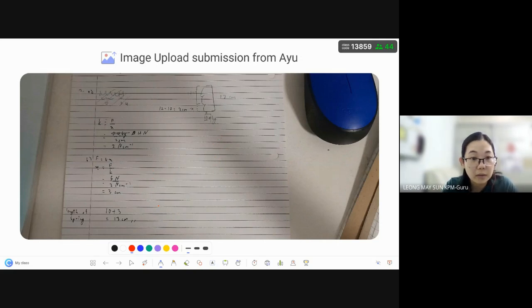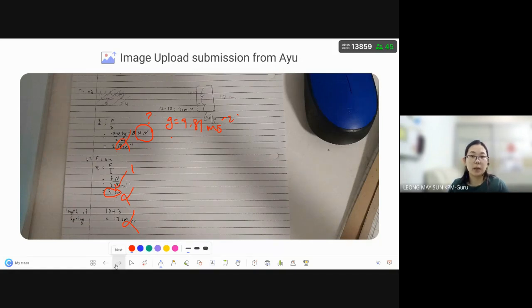Alright, next we have Ayu's working. Let's see. 4 Newton. Ayu, 4 Newton. Remember our G is supposed to be 9.81 meter per second square. So this one is definitely wrong already because you substituted the value of G wrongly. Because here you substituted wrongly, this one I penalize you, but here I will give you 1 mark for substitution. Okay? But here wrong, so here also will be wrong.